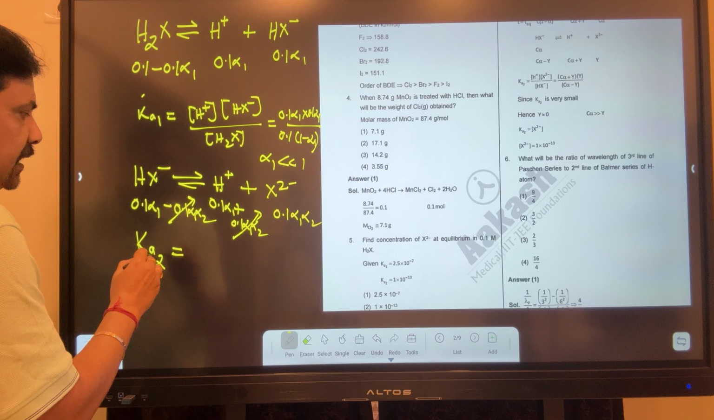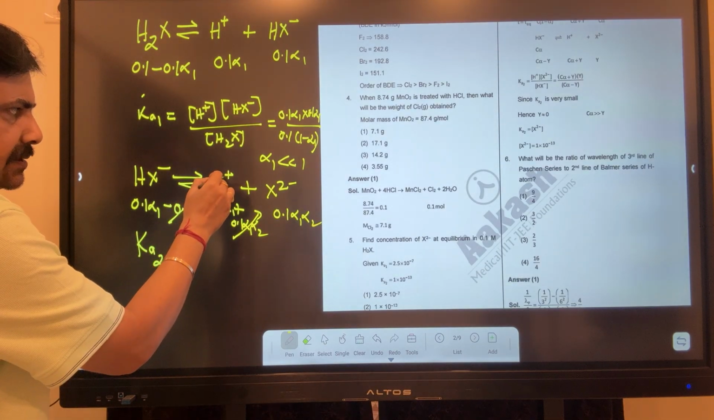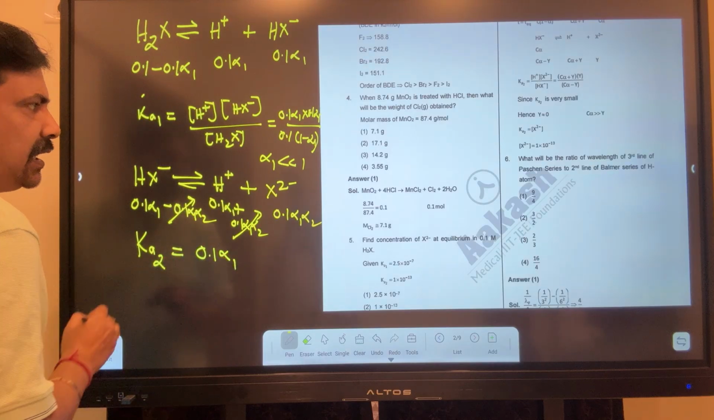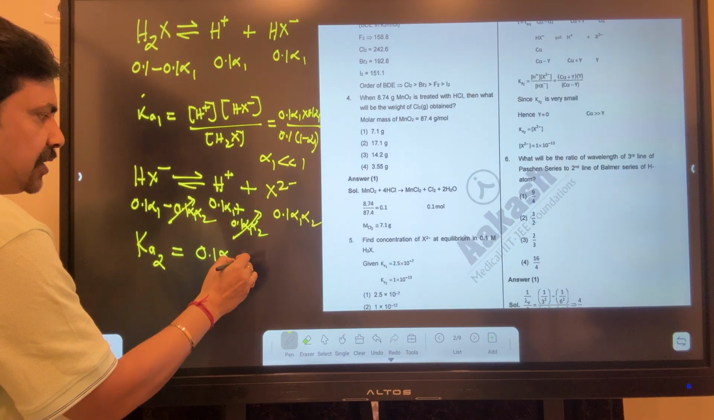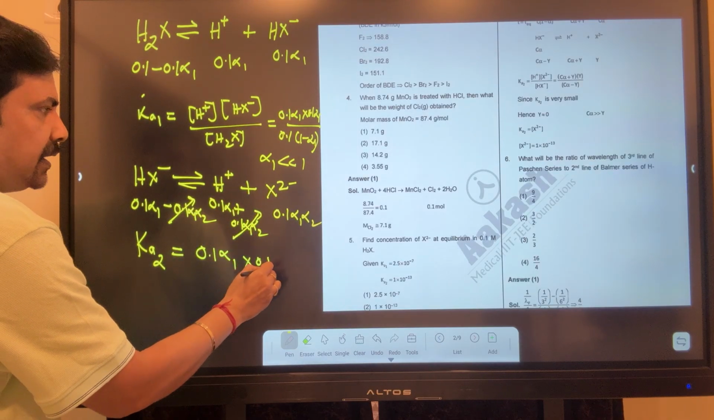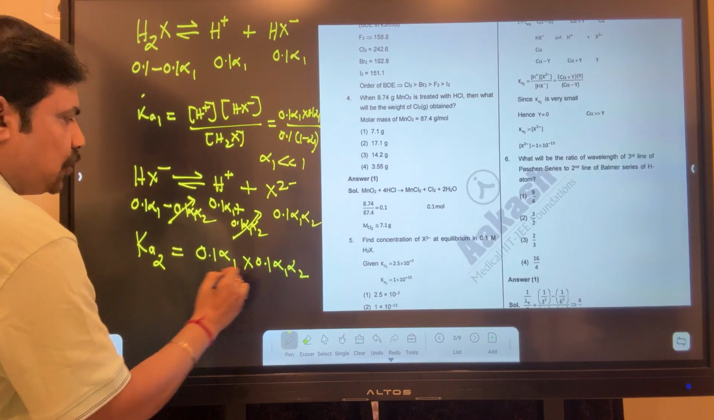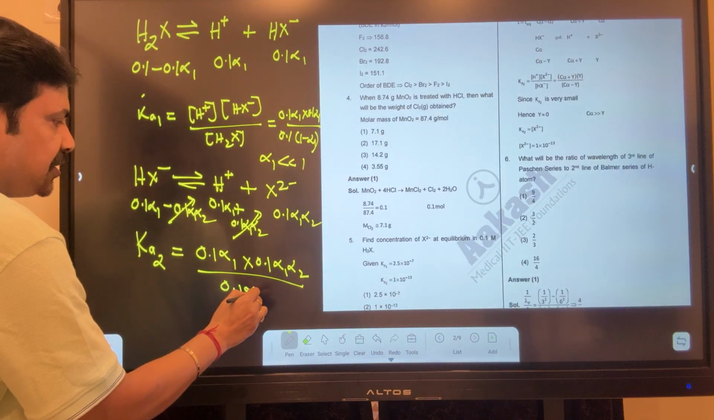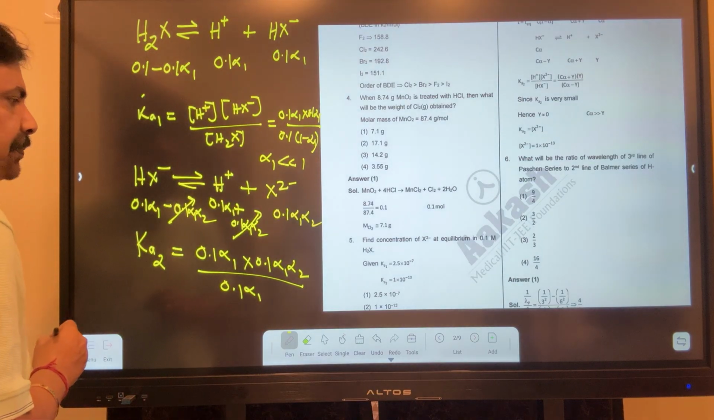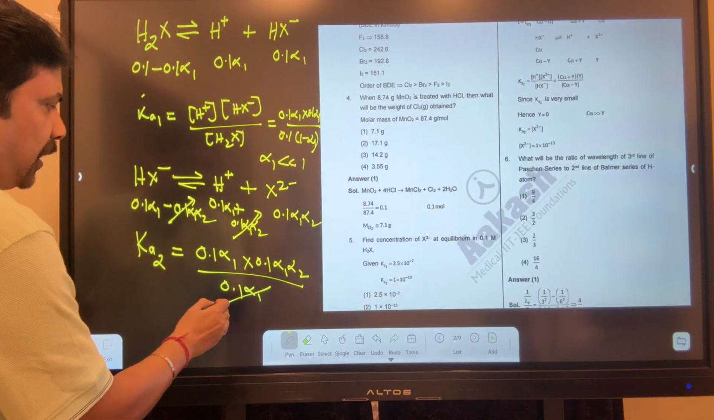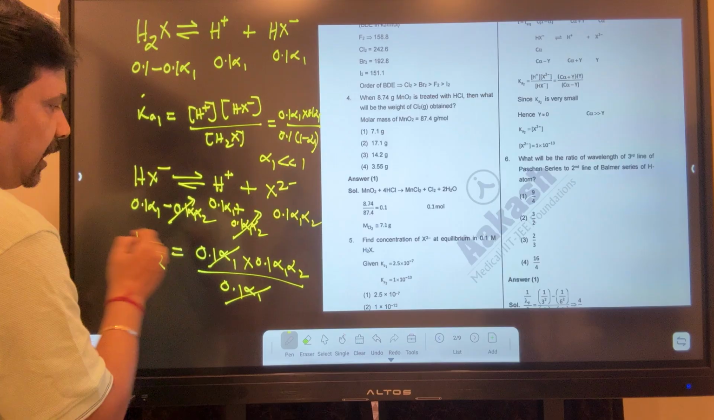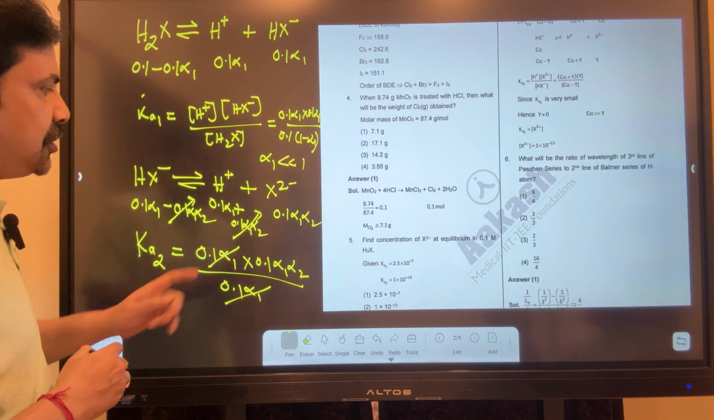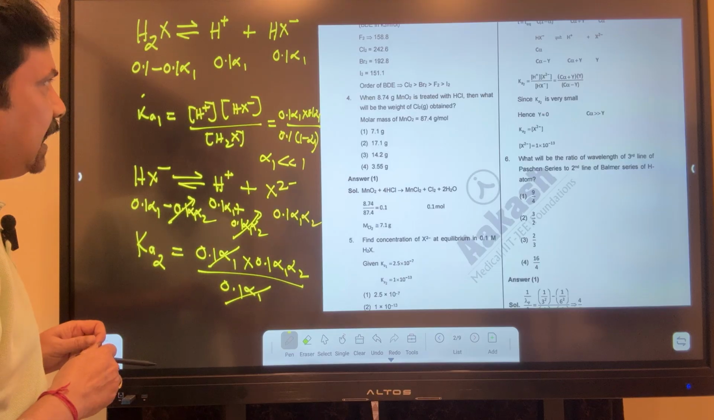Now immediately K2 will be equals to H plus concentration, which is nothing but 0.1 alpha 1, whereas X2 will be equals to 0.1 alpha 1 alpha 2 divided by HX concentration, which is nothing but 0.1 alpha 1. Now immediately here 0.1 alpha 1 and here 0.1 alpha 1 cancel out, and then K2 will be equals to 0.1 alpha 1 alpha 2.